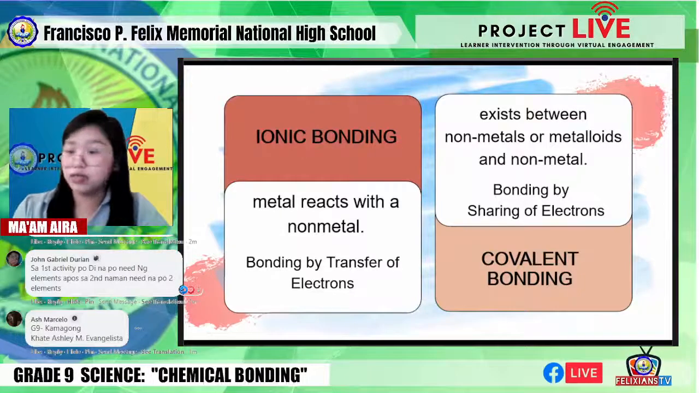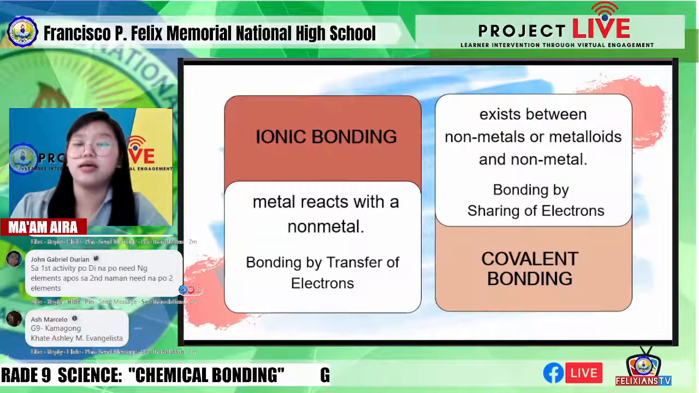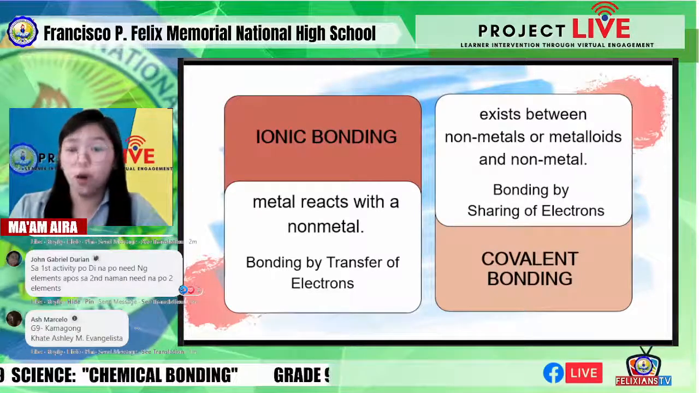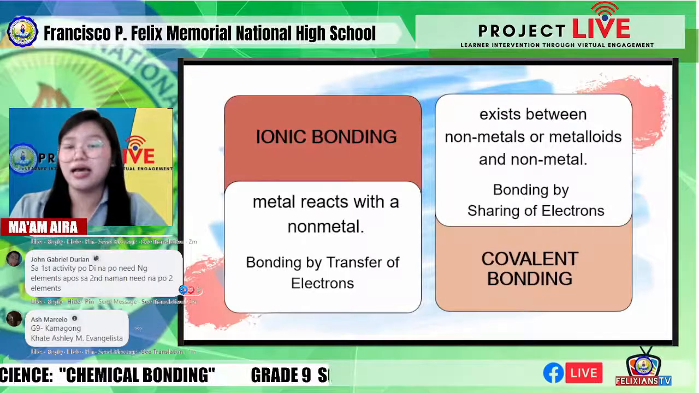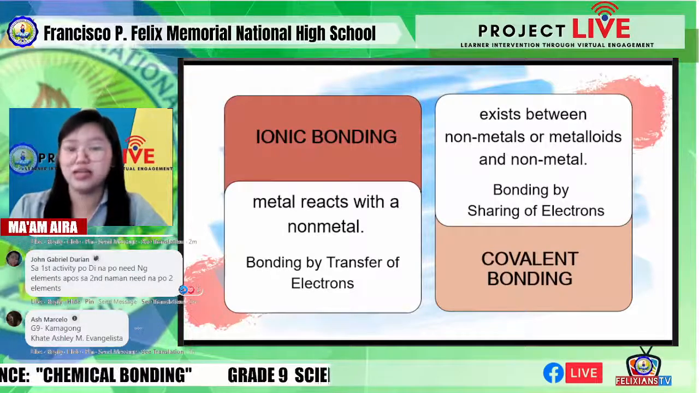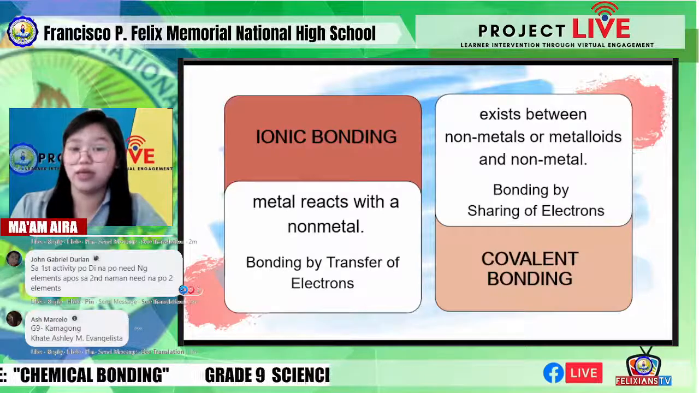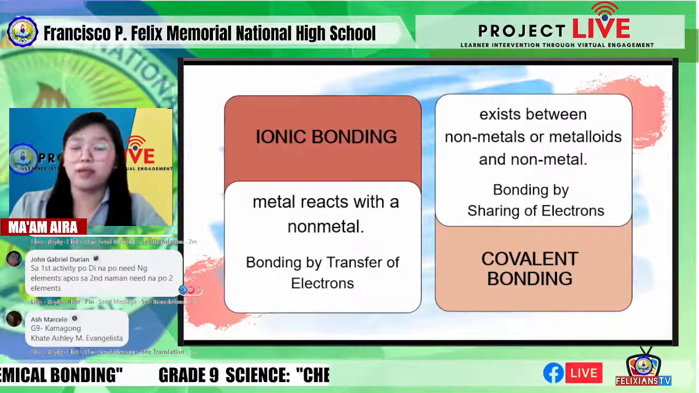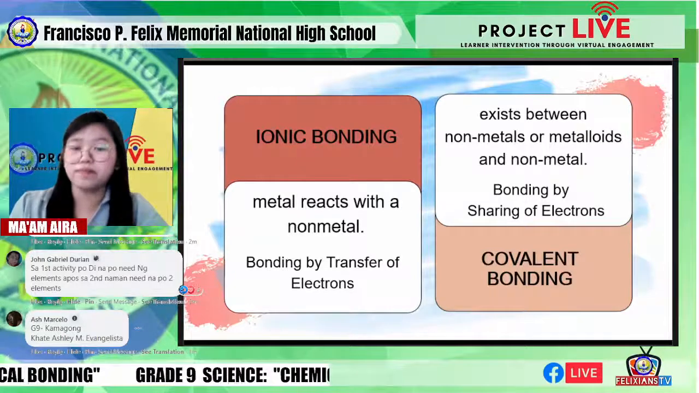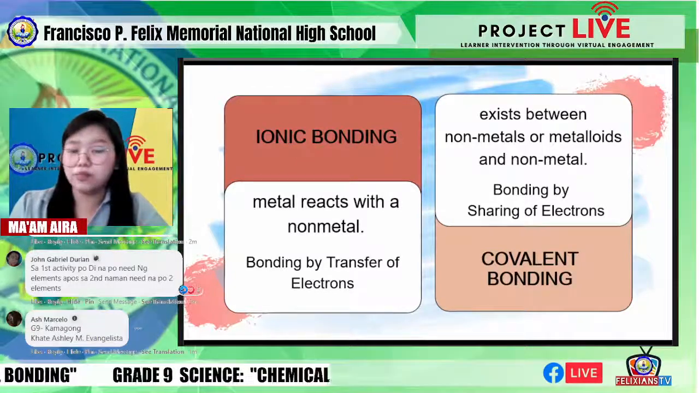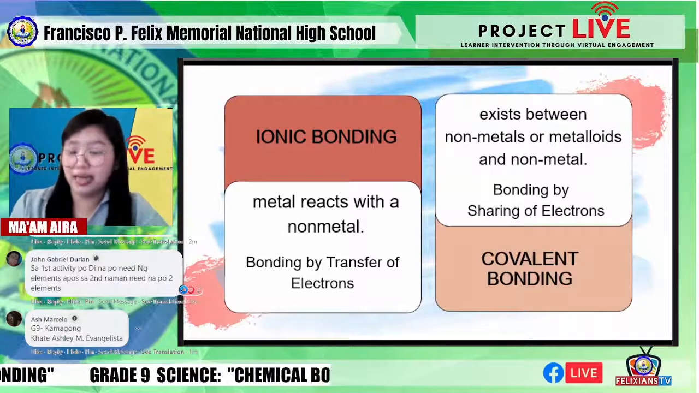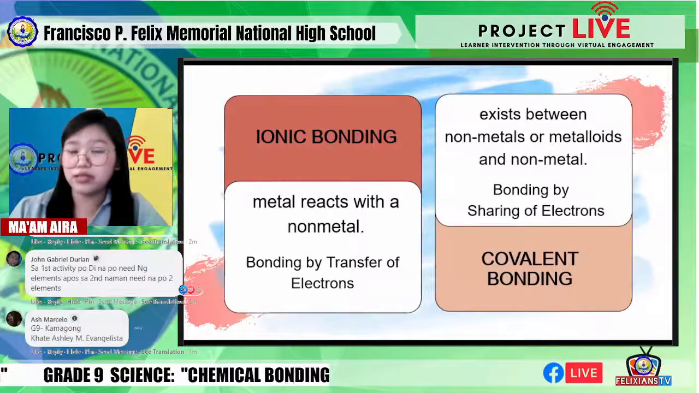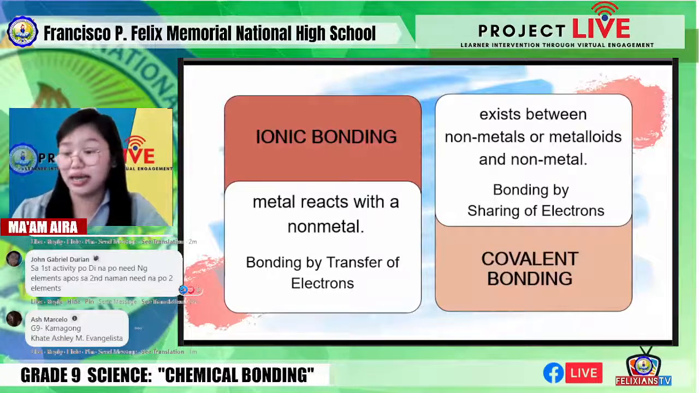On the other hand, when we talk about covalent bonding, this exists between two non-metal elements or one metalloid and one non-metal. So yun yung classifications natin when elements undergo covalent bonding. And it is possible to happen instead of transferring, nagkakaroon po tayo ng sharing of electrons. So again, instead of transferring electrons, under covalent bonding, they will now share electrons.